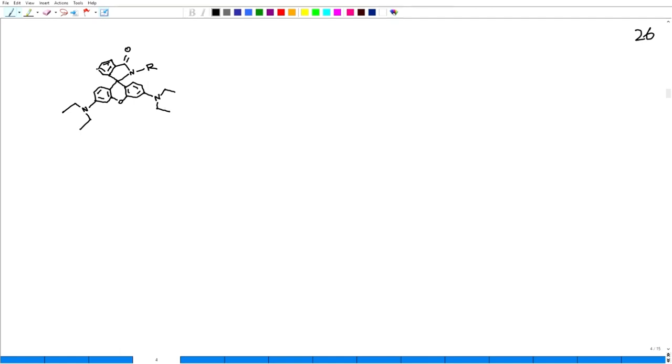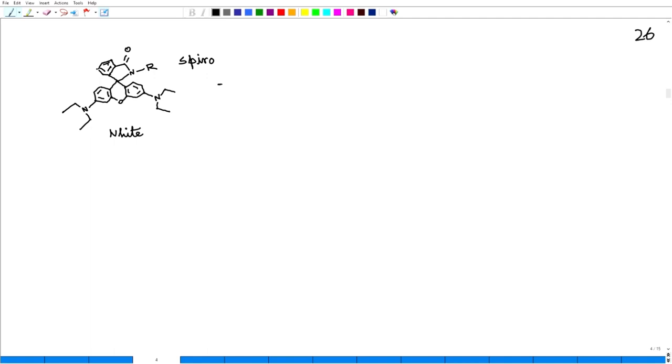So this is a particular type of compound with a spiro linkage. This is a spiro compound, and they are also known as rhodamine. This spiro linkage is very crucial, very important. How? This particular compound is colored white when the spiro bond is intact. Absolutely white color, and it is non-fluorescent.